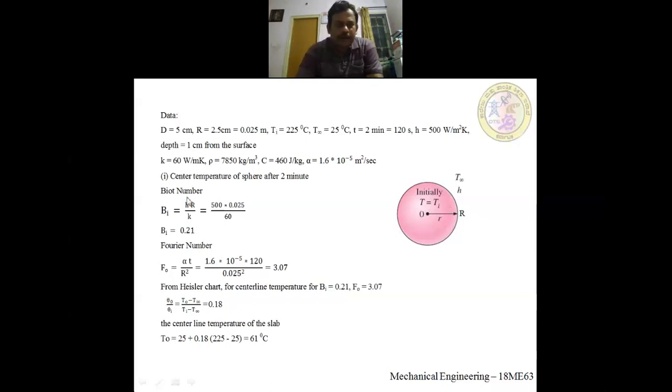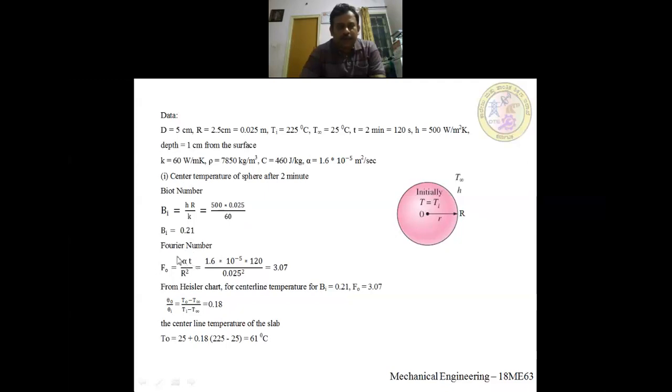Okay, Biot number. I told you, it is hR by k. They have given the outer radius as 2.5 centimeter. In terms of meter, it is 0.025 meter by 60. The Biot number you are going to get is 0.21.